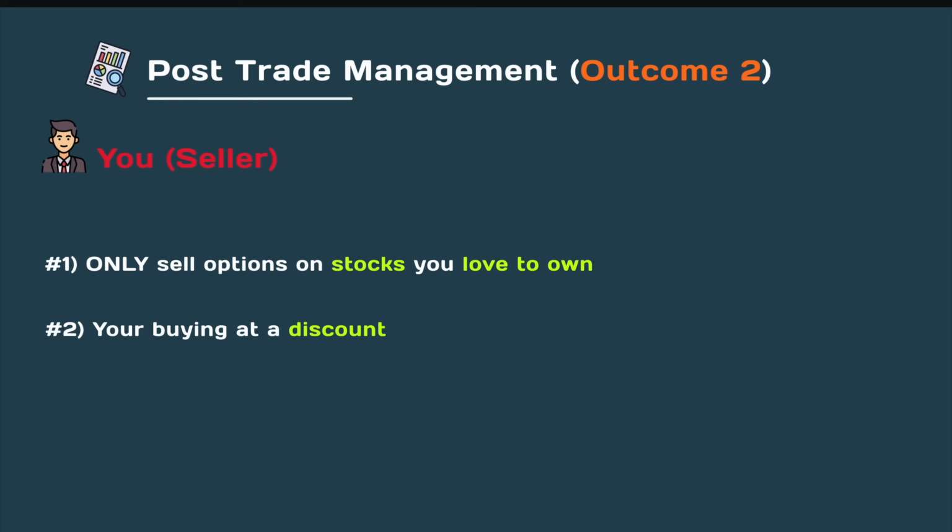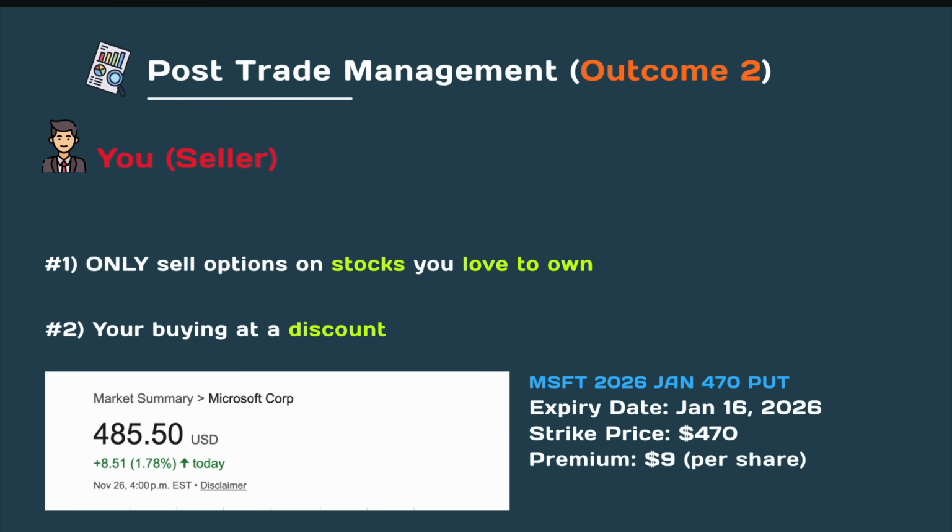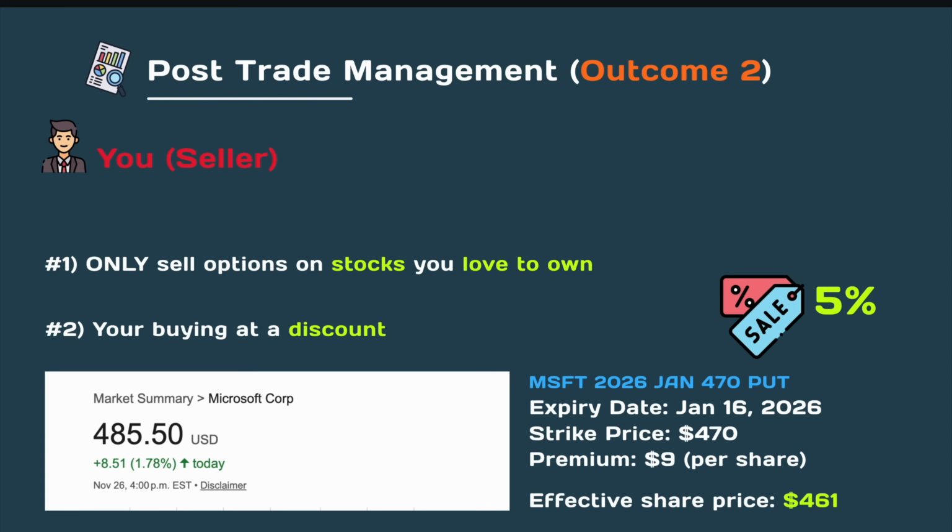I'm going to give you one final example with Microsoft. And in this scenario over here, on November 26th of 2025, Microsoft is trading at $485.50. So you're going to go to the option chain and you're going to find this option that expires in January 2026 with a strike price of $470. If you sell this option, you're going to get paid $9 for the premium per share. That puts your new effective cost or your book value to be $461 should you be assigned the shares. In this case over here, if you compare it to the current market price, that's a 5% discount.